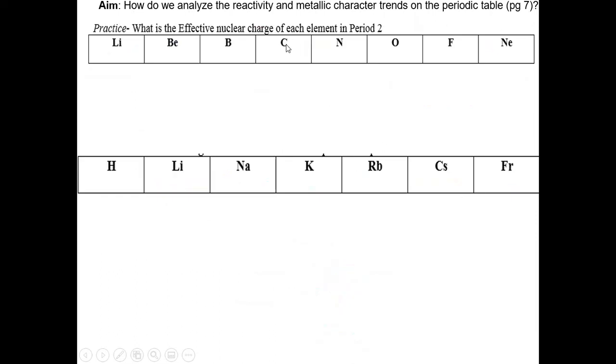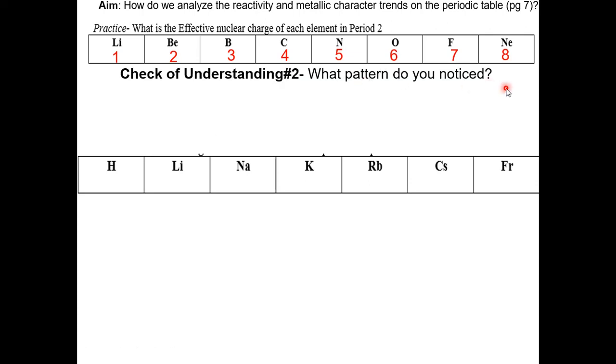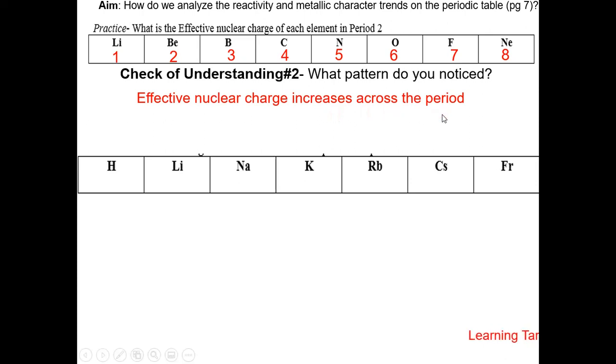So let's do a small practice. I want you to calculate the effective nuclear charge of each element in period 2 and in group 1. Pause this video and resume once you're done this. Okay, so here are the answers for period 2. What pattern do you notice? The effective nuclear charge increases across the period.